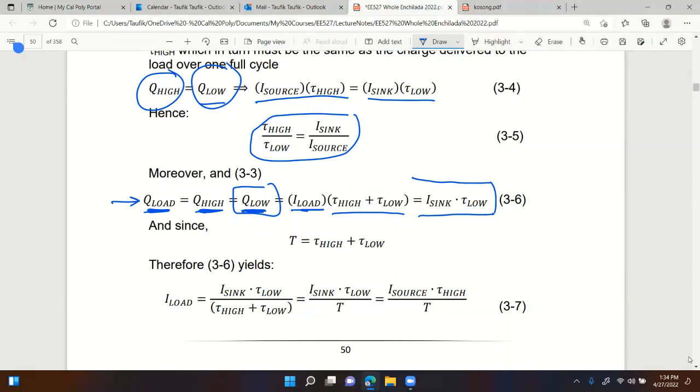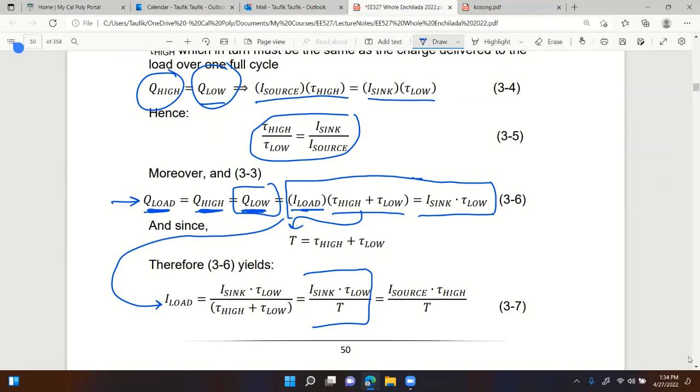And tau high plus tau low is equal to T, the entire period. So from here, I get the relationship between I load and I sink. See that? And then that's written here. I load should be equal to I sink times tau low over T, right here. But again, I sink times tau low is equal to I source times tau high. So I can also have another expression for I load in terms of I source instead of I sink.